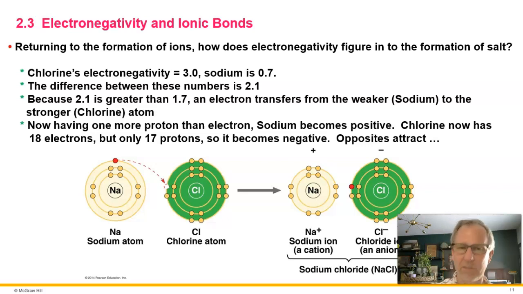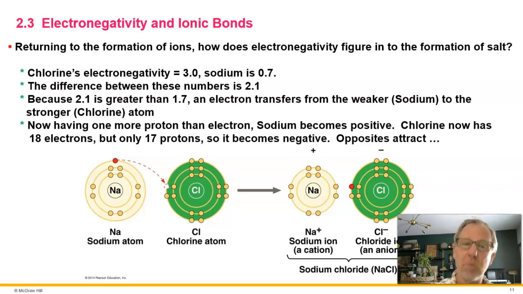Now, I just said on the last slide, if the difference in electronegativity is greater than about 1.7, then ions are going to form. So here we go. The difference between sodium and chlorine is 2.1. That's a pretty big difference. So that's why an electron transfers from the weaker sodium atom to the stronger chlorine atom. That's a big reason why.